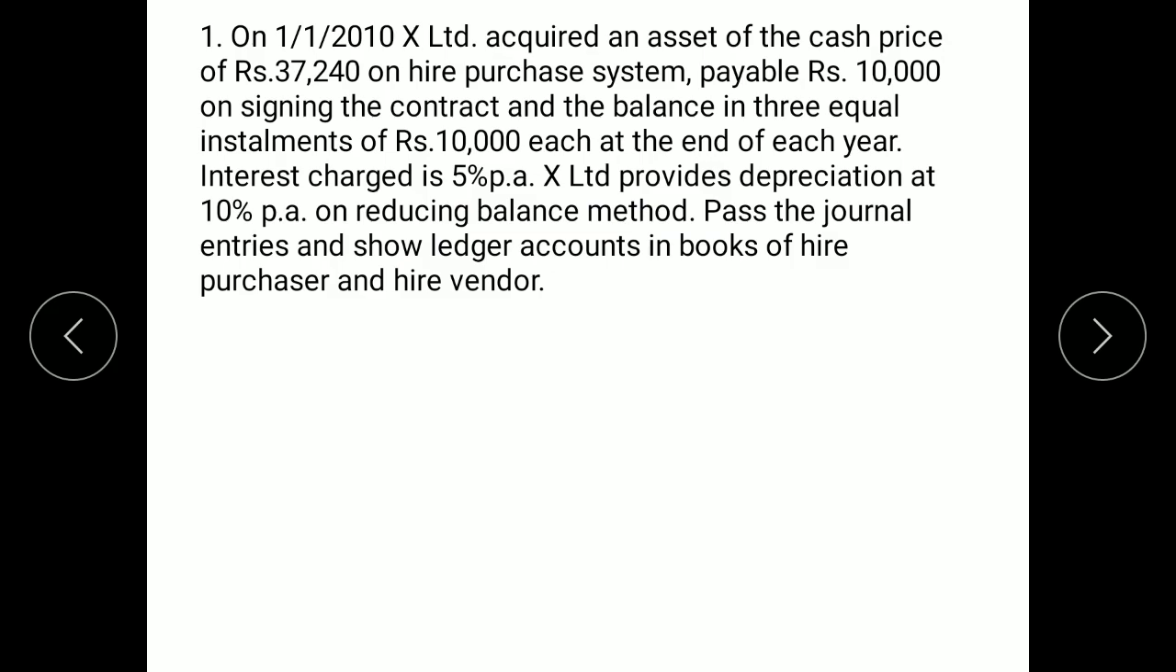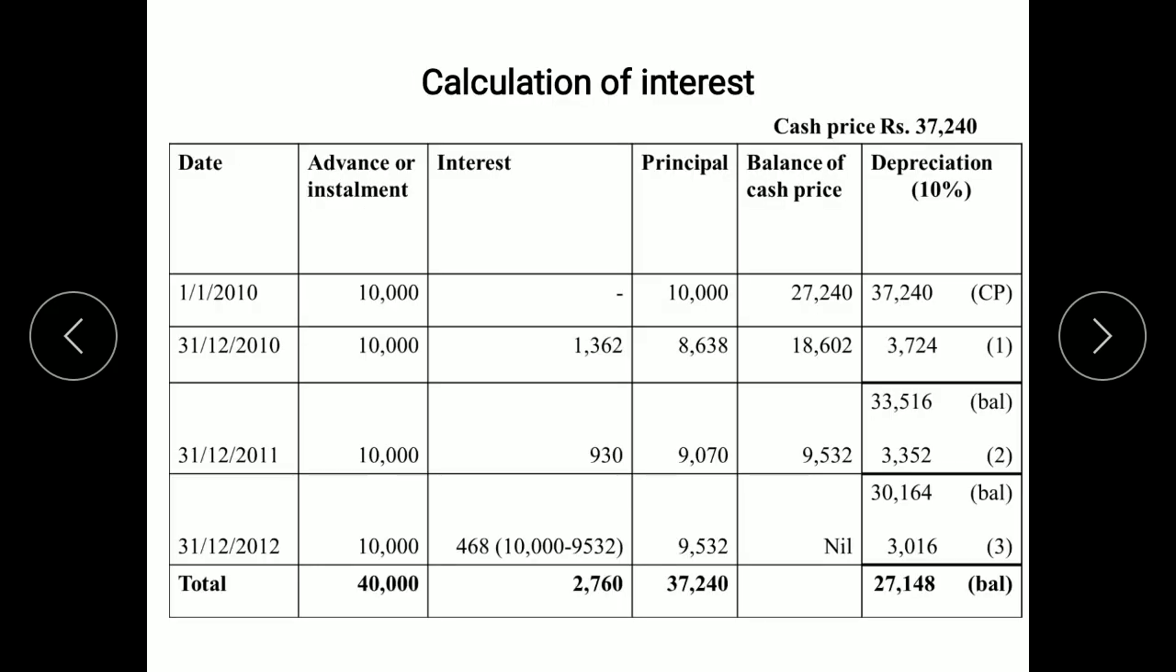So in reducing balance method, every year the depreciation will be calculated on the value which is written down, and if it is straight line method, every year same amount of depreciation will be charged. The calculation of interest is the same as we had done in the previous parts of hire purchase system.